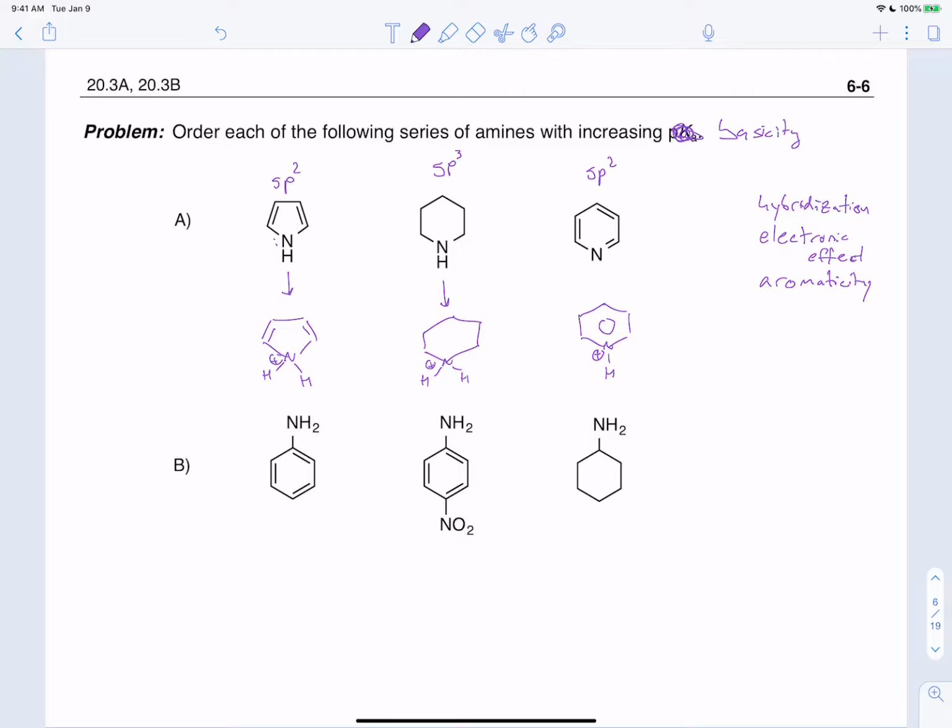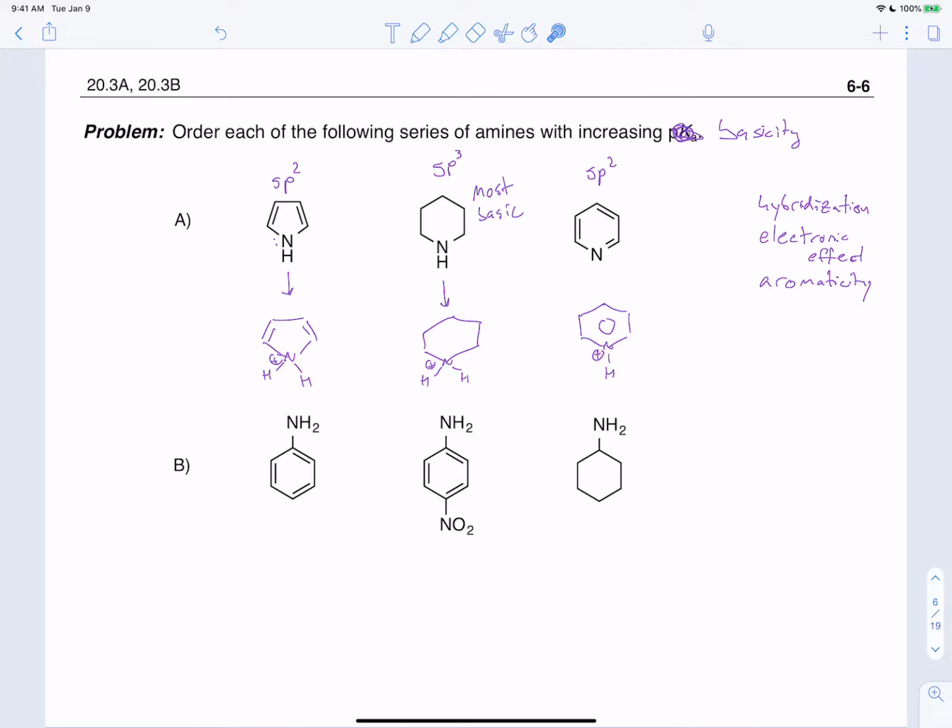So we know that atoms with more s character will be more electronegative. That means they don't want to have a positive charge put on them. So right off the bat, we can see that the central piperidine will be the most basic. And now we need to compare between the 2 remaining heterocycles. We have pyridine and we have pyrrole. Both of these are sp2 hybridized. Both of them are aromatic systems.